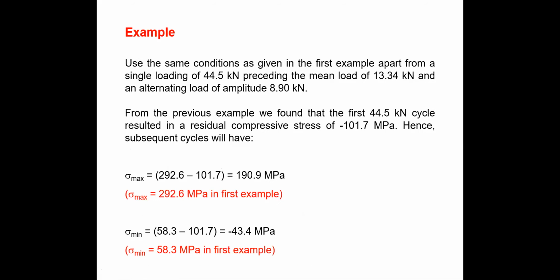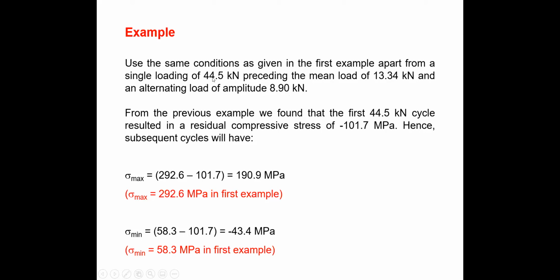So then, same example. In here you can see same example, only per cycle, first loading cycle, they apply the 44.5 kilonewton mean load. From second cycle, they apply same load at the first part we explained, 13.34 kilonewton, and alternative load throughout this procedure, 8.9 kilonewton.